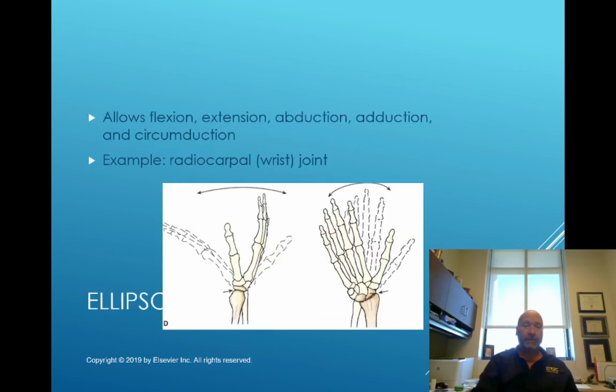An ellipsoid joint, you might look at your wrist and say, well, that's a pivot joint too. Well, yeah, it pivots this way, but it also pivots that way so that you can kind of go around in circles. So an ellipse is kind of a circular thing. It is going to move all over the place, your wrist will.